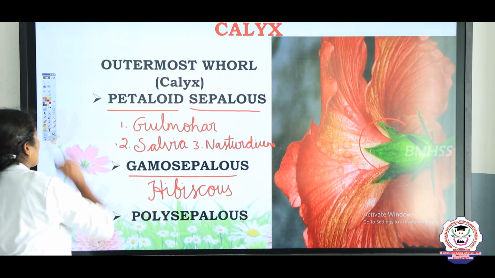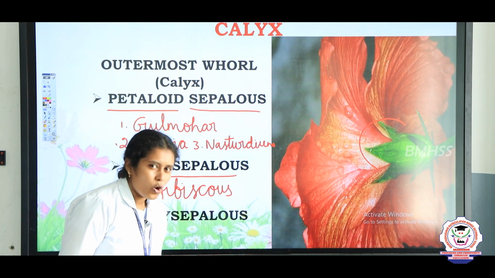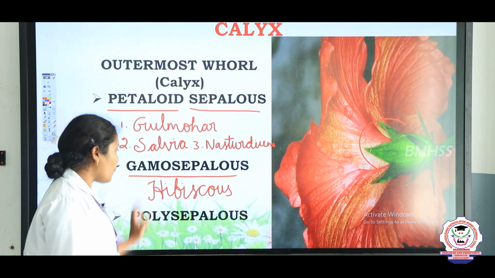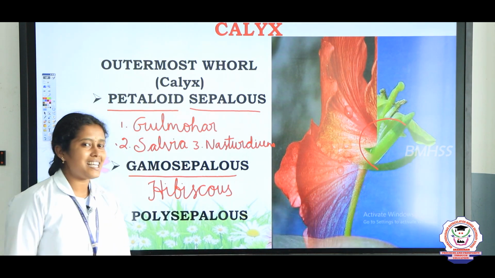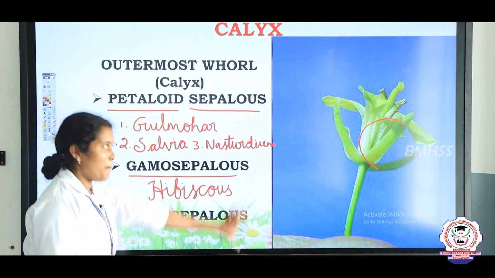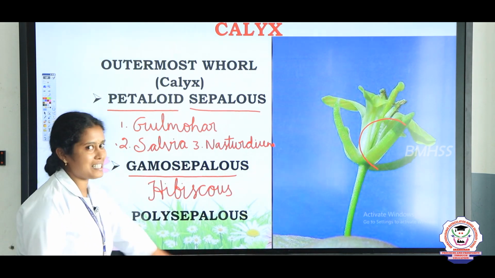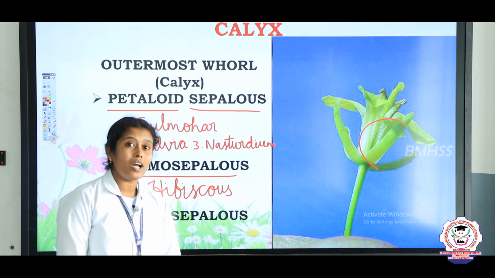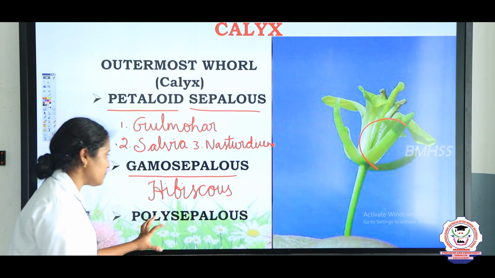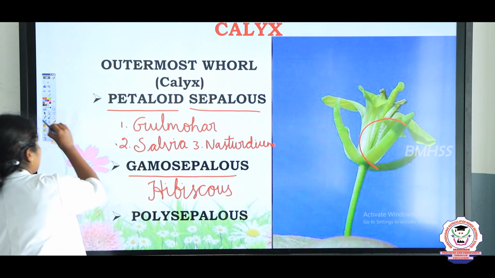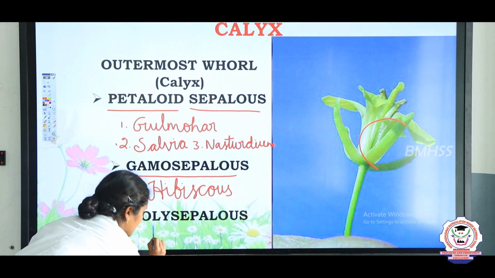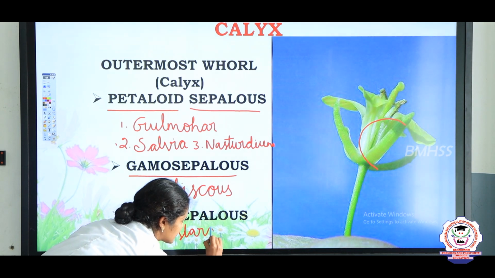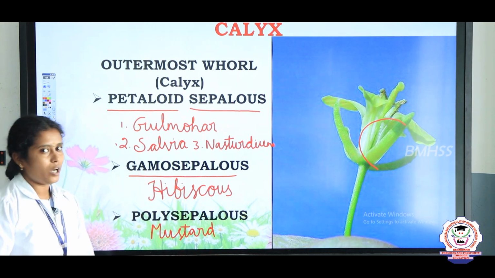Poly means many, no? So the sepals are free in nature or not fused together. What is the example of polysepals? See here, this is mustard flower. Yes, mustard flower is the example of polysepals. What is meant by polysepals? The sepals are free in nature or not fused together. That is meant by polysepals. So what is the example of polysepals? Mustard. M-U-S-T-A-R-D. Mustard flower is the example of polysepals.